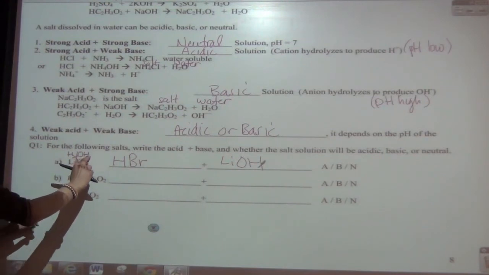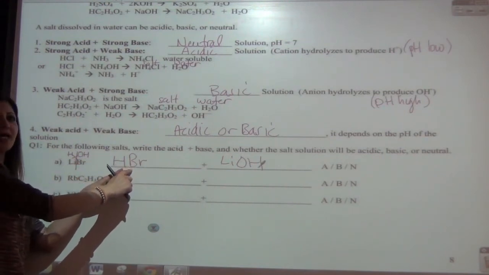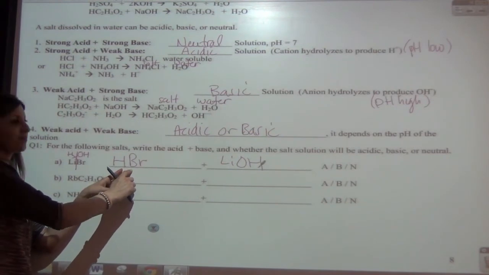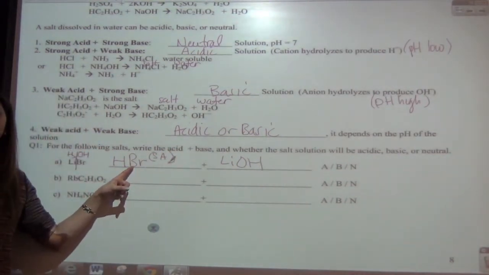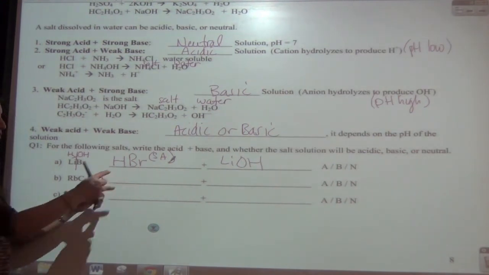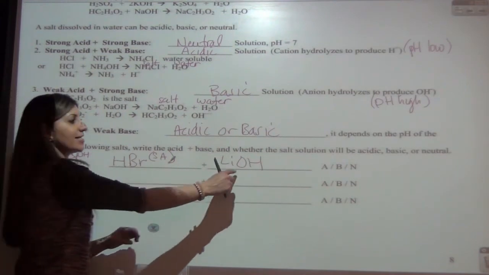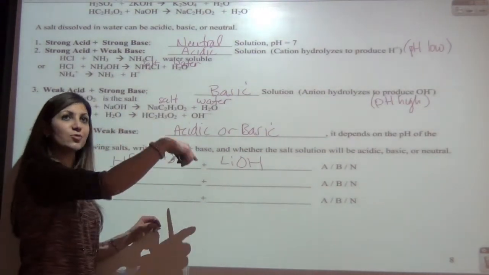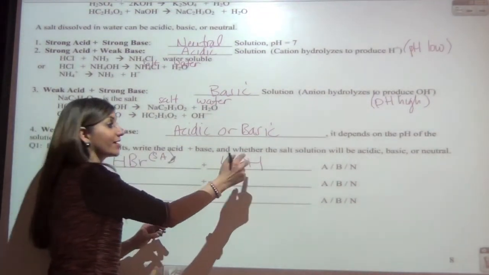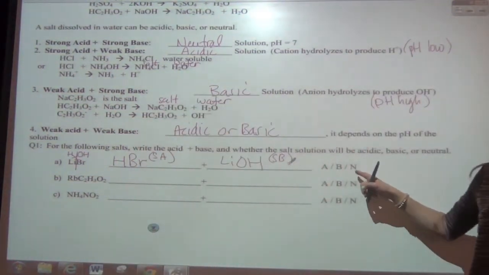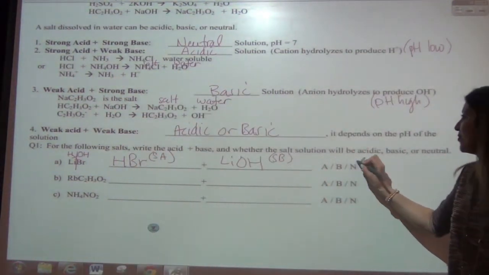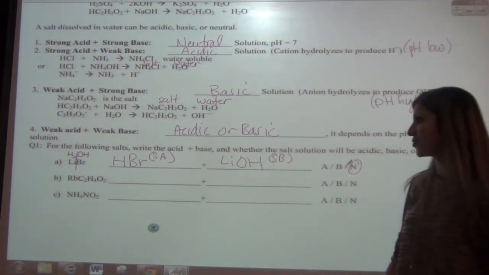Okay? So in this case, is this a strong acid or a weak acid? Strong acid. How do you know? Everybody say the strong acids again. I, Cl, Br, NO3, ClO4, so forth. So that's part of the list. Is this strong or weak? Well, Li is one of the 1A's, so strong or weak? Strong base. Strong acid and a strong base gives you what type of solution? Neutral. Neutral. Awesome.